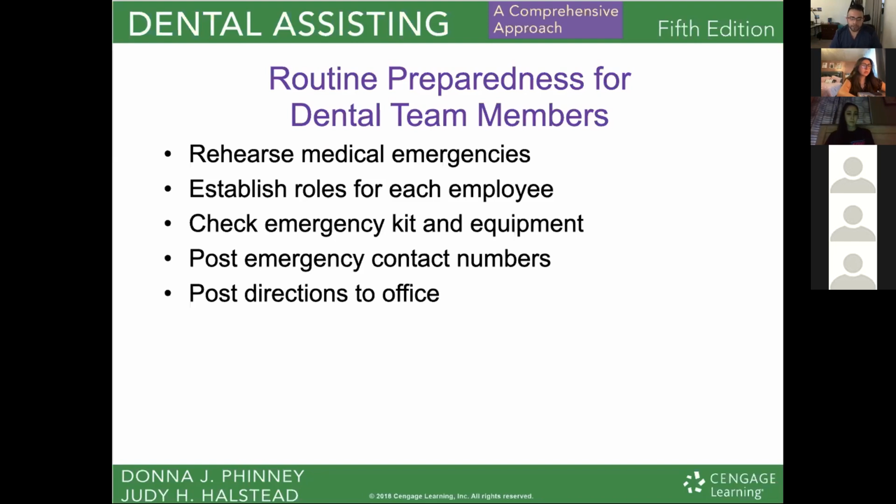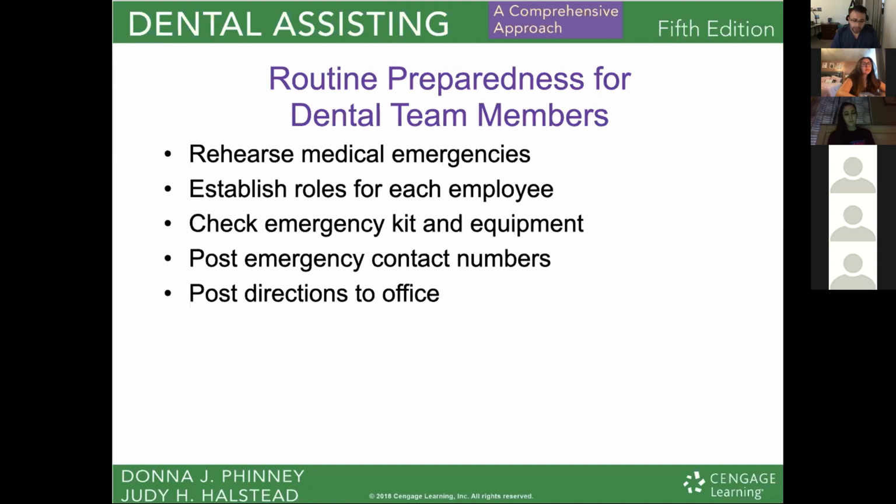Okay, you also want to check the emergency kit and equipment regularly. You want to make sure that we have everything that we need to handle these emergencies. Make sure that we have medicines in the medical kit that are not expired. You want to post emergency contact numbers, and then also post directions to the office. That's important because if you're the person calling 911, you want to be able to direct the emergency team to the office. And if there's panic, you may suddenly forget where you're located. So having directions posted to the office can help you quickly get the fire department or paramedics to the office.